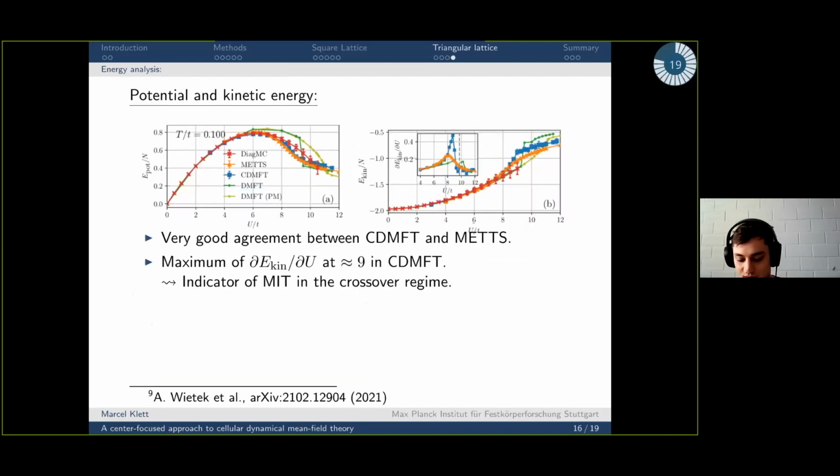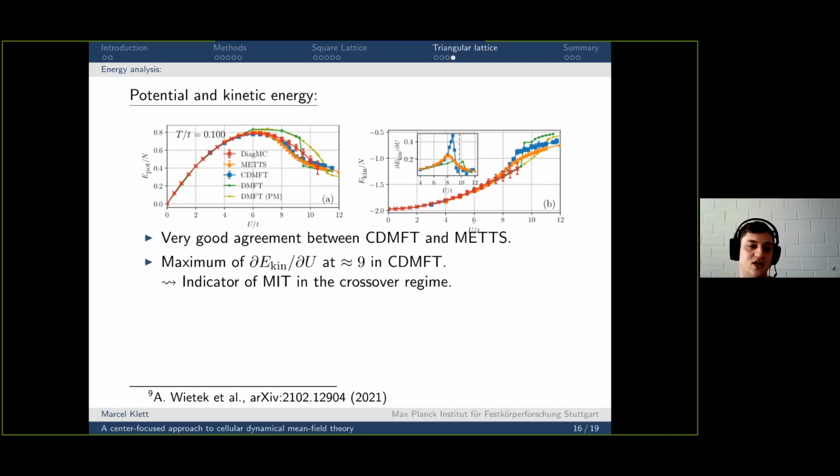Okay, so on my last slide, I also want to mention that we not only compared our CDMFT calculations and results with diagrammatic Monte Carlo, but we also compared them with the so-called METTS method. And this METTS method is basically a wave function-based theory extending the DMRG idea to finite temperatures. And a very nice thing to see here is that METTS is a wave function-based idea compared to diagrammatic Monte Carlo and CDMFT being Green's function-based theories.